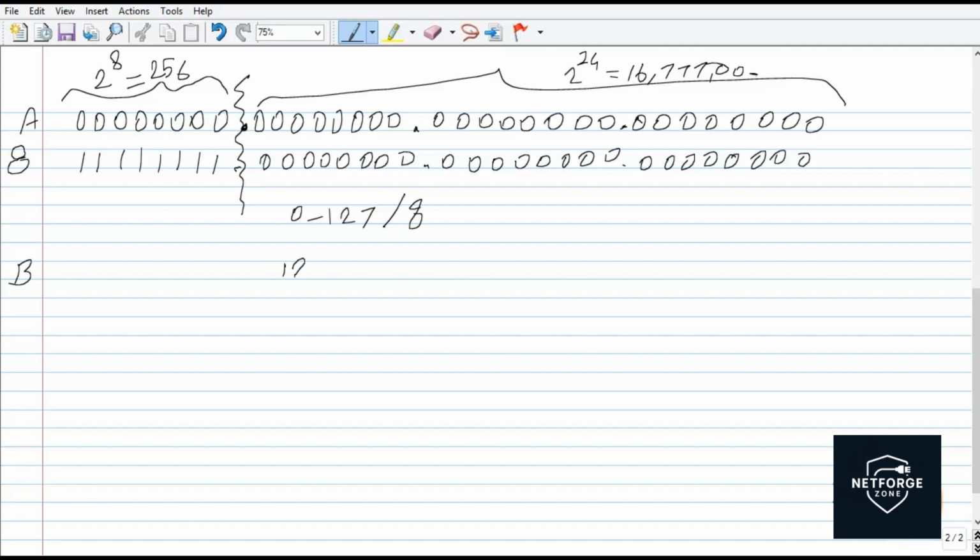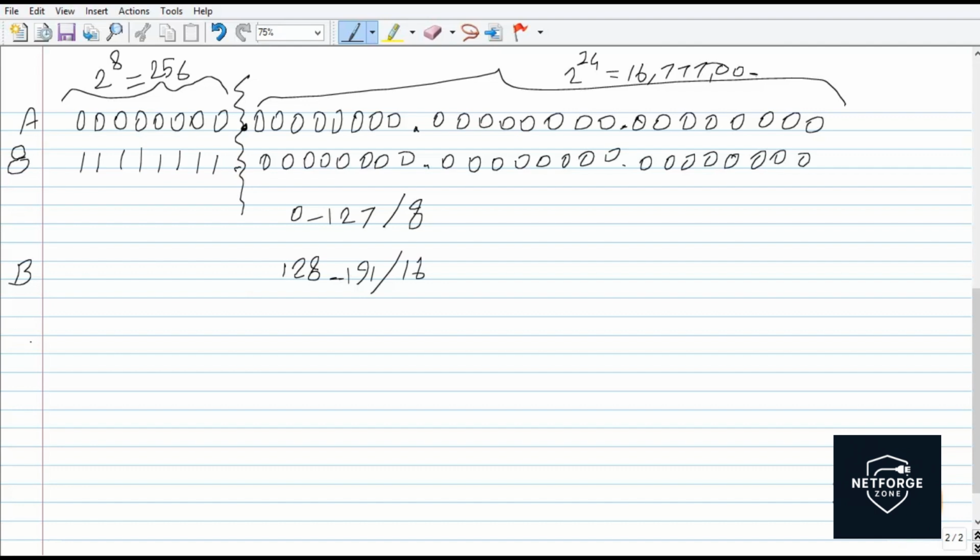For class B addresses, as I told you, this starts with 128. Now I have remembered it. You can just calculate it so fast, so you don't need to remember this. But this is going to be your second nature, of course. So this starts with 128 and ends with 191, and it has 16 bits in the subnet mask, masking the address.